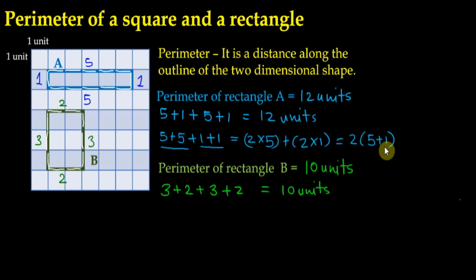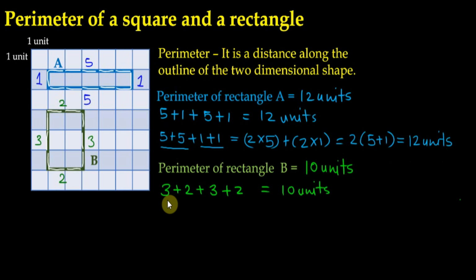So do we get the same answer if we solve this expression? Let's see. So 2 times 5 plus 1 is 6. So 2 times 6 is 12 units. So we are getting the same answer, 12 units for the perimeter of rectangle A.